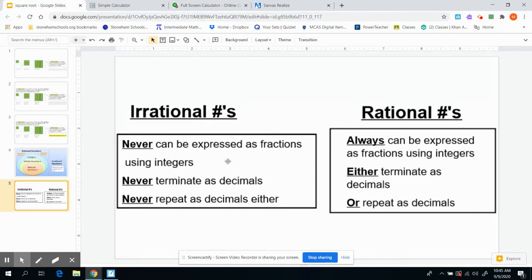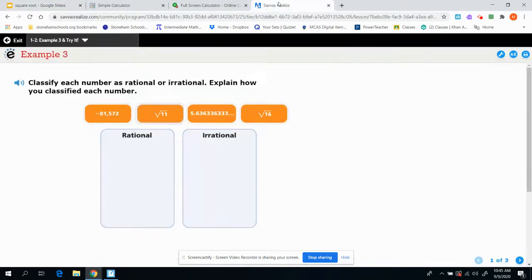Irrationals can never be expressed as a fraction using integers. They never terminate as decimals, and they never repeat as decimals. Let's look at some examples here. Here is a rational number. This is negative 81,572. That's a rational number. That could represent how many feet deep in the ocean something is.